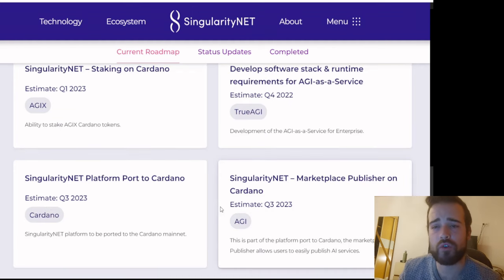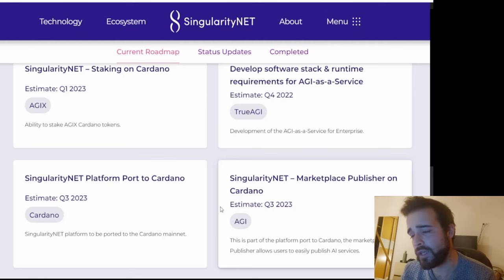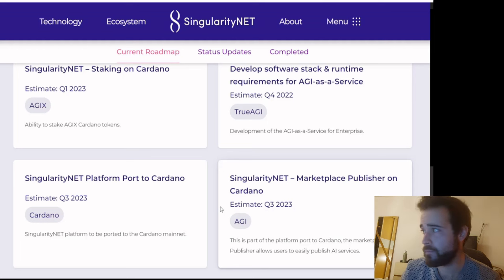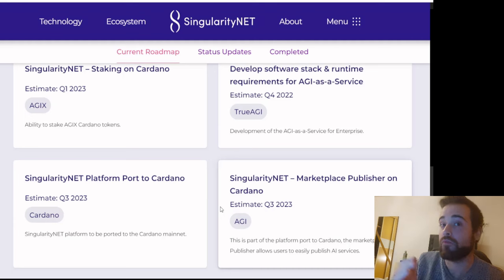Finally, SingularityNET also wants to allow staking on Cardano, or basically staking the AGIX tokens that are on the Cardano side, on the SingularityNET platform. Right now, there is only support for Ethereum tokens, and they are also developing the required software to be able to run AGI as a service, the artificial general intelligence. That's something of true AGI. That is a company that will basically be responsible to, let's say, get the AGI into enterprises.